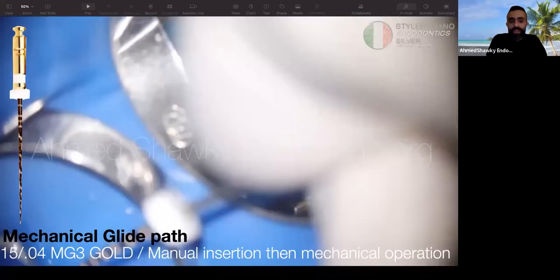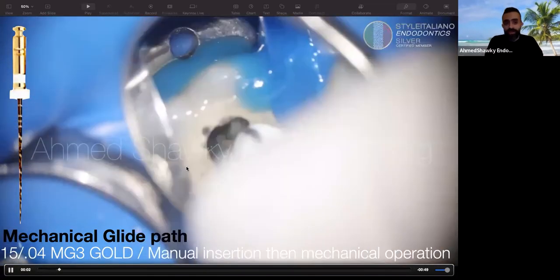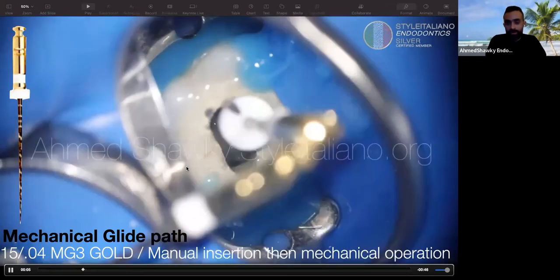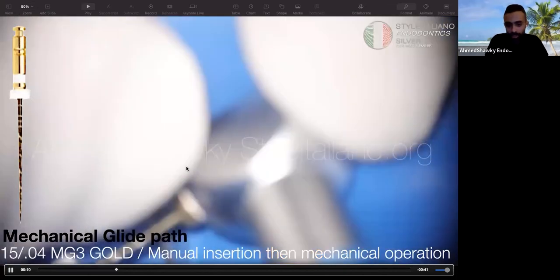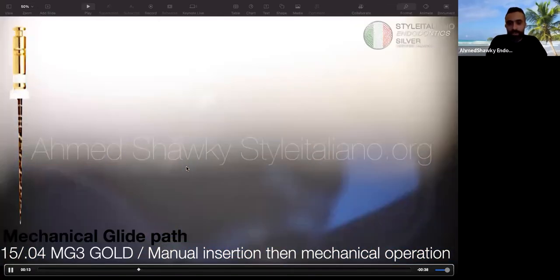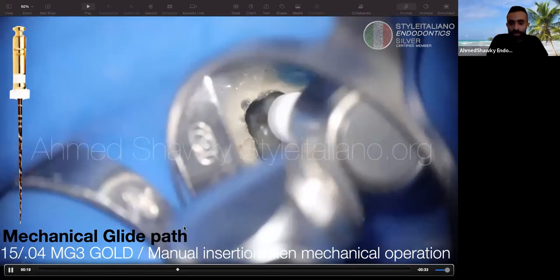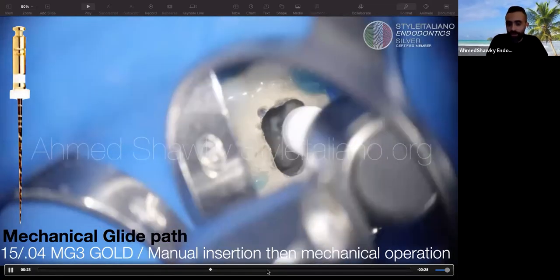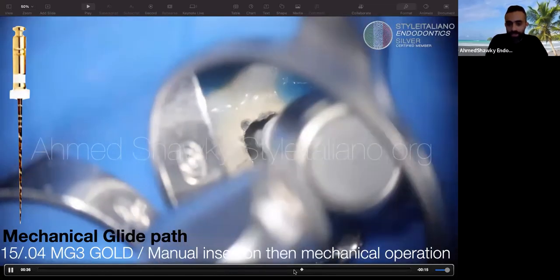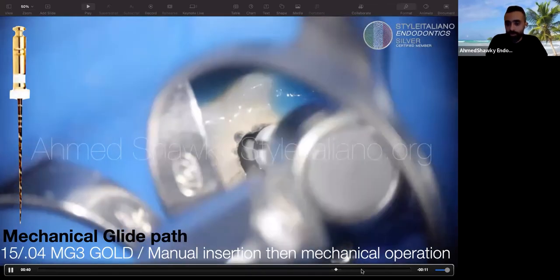Okay, then I use a glider, and this is a teaser for the next course or webinar about the gold file. This is similar to the PX, but with more austenite, the gold navigator. I insert it manually and then attach the motor, and I start to see the debris. Debris are coming out. You are on the safe path. Don't worry about anything. If you have any obstruction, go out. Don't complete.